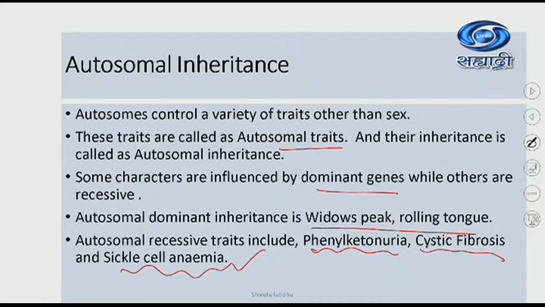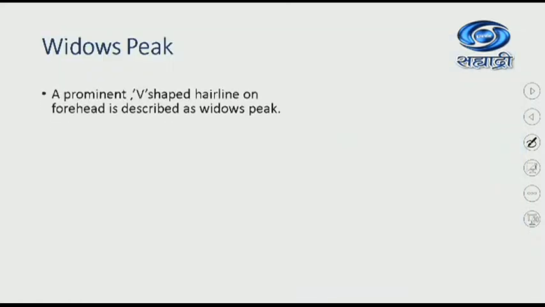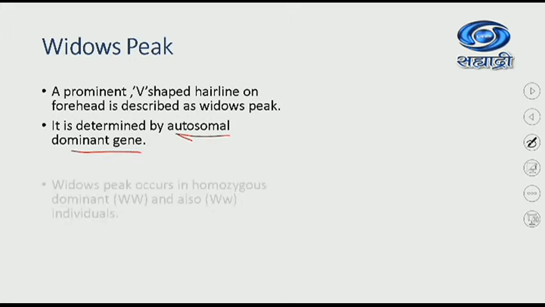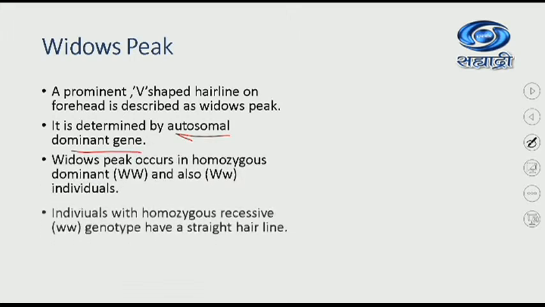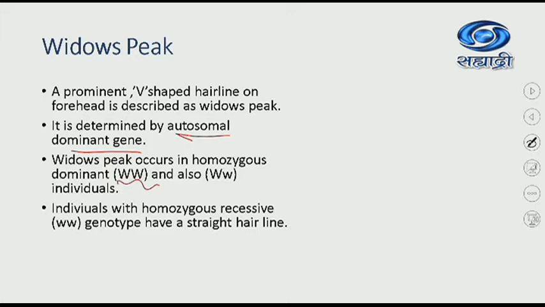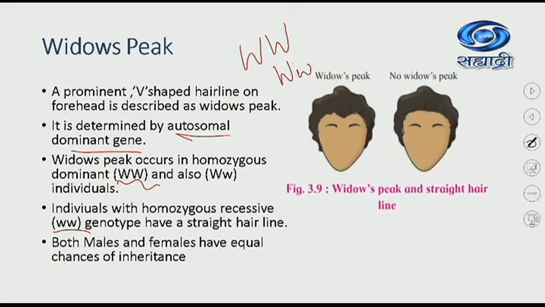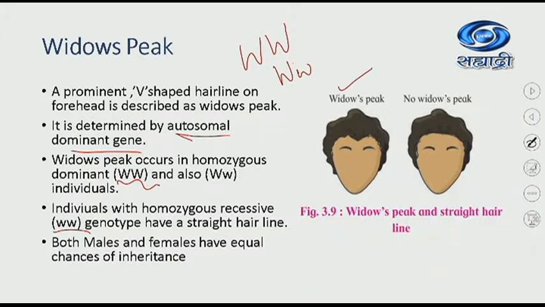I have already taught you about sickle cell anemia. Let us see about widow's peak. It is a V-shaped hairline present on the forehead. It is determined by an autosomal dominant gene. It is just a character, students. It is not a disease. Widow's peak occurs in homozygous condition. If you have capital W, or heterozygous capital W, small w condition, then you will have widow's peak. But if you have a recessive homozygous gene, small w, you will have a straight hairline pattern. Both males and females have equal chances of inheritance. So you can see this lady, this person has widow's peak, so she might have homozygous or heterozygous condition.